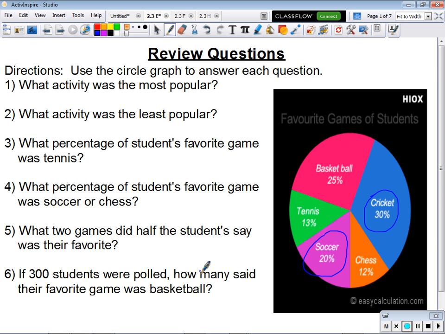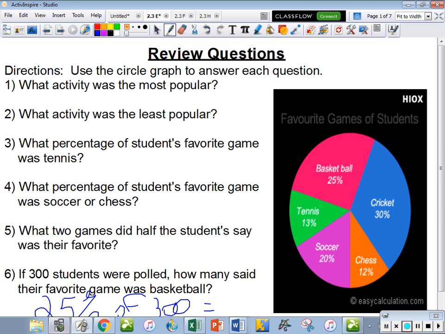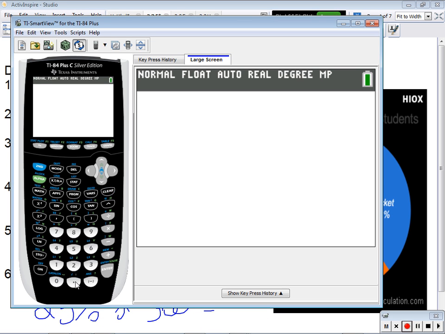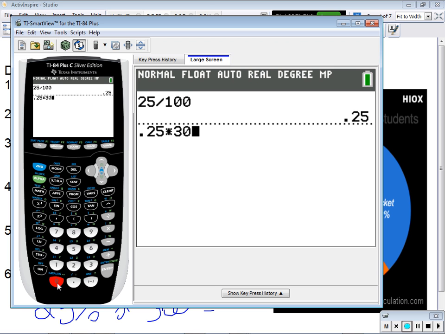And then number 6 says, if 300 students were polled, how many students said their favorite game was basketball? This is where we have to find a percentage of a number. So I want to do 25% of 300. In order to do that in your calculator, I'm going to convert 25% to a decimal. If I do 25 divided by 100, that will convert it to a decimal, which is 0.25, and then I want to do 0.25 times 300. Remember, of means times. So the answer for this would be 75.